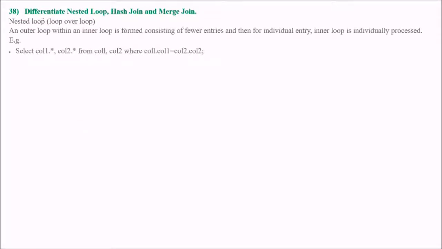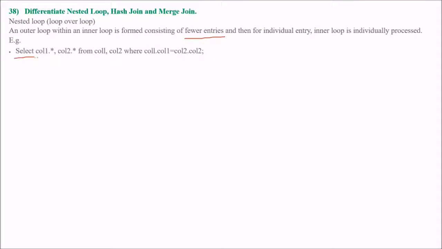See, this nested loop is actually a loop inside a loop. For example, if I give this for loop, and inside that for loop you have a for loop, and inside that loop you have a for loop. So we say that this is the nested loop. The outer loop with an inner loop is formed consisting of few entries, and then for each individual entry the inner loop is individually processed.